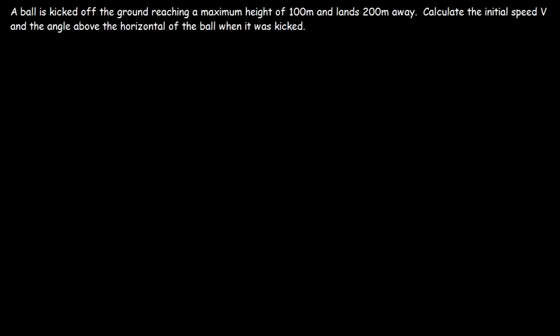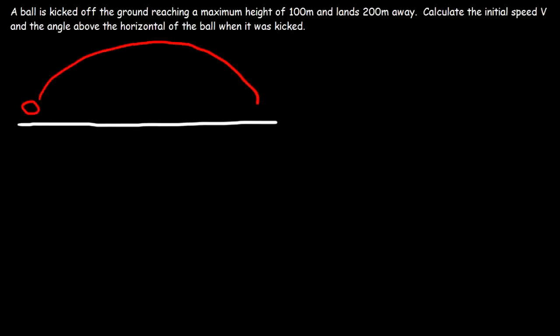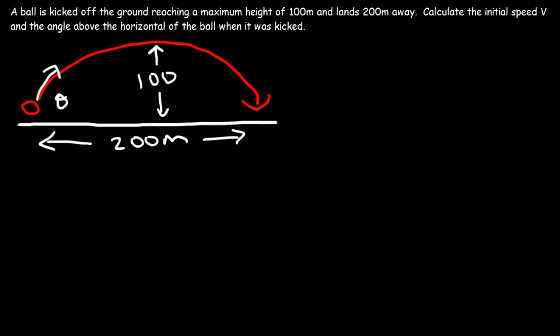A ball is kicked off the ground, reaching a maximum height of 100 meters, and lands 200 meters away. Calculate the initial speed v and the angle above the horizontal of the ball when it was kicked. So we have a trajectory that looks like this. And we're given the height, which is 100 meters, and we have the range, which is 200 meters. We need to find the angle theta and the speed of the ball v.